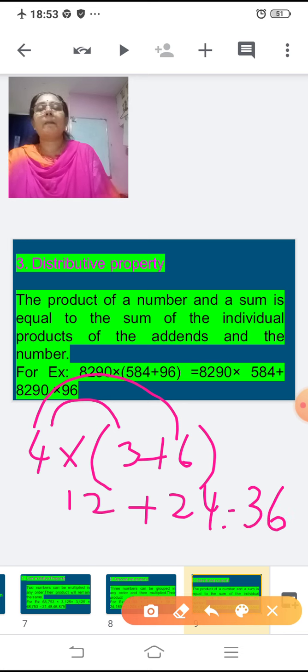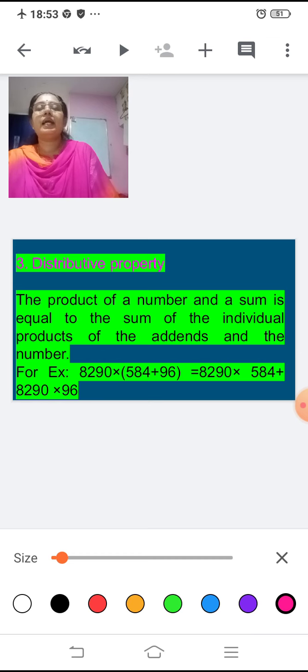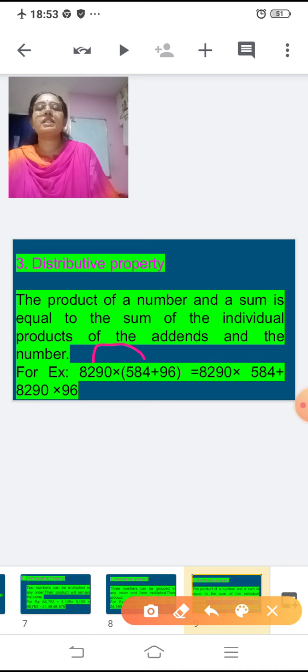Now the same thing is called distributive property. Here I have given you the example 8,290 multiplied by 584 plus 96. So what I'll do is, I'll first multiply 8,290 by the first number and then multiply it by the second number, and then I will add both the answers. So it is said that the product of a number and a sum is equal to the sum of the individual products of the addends and the number.